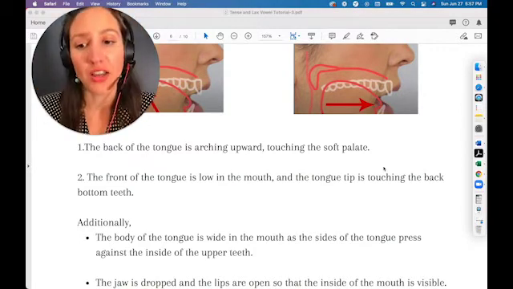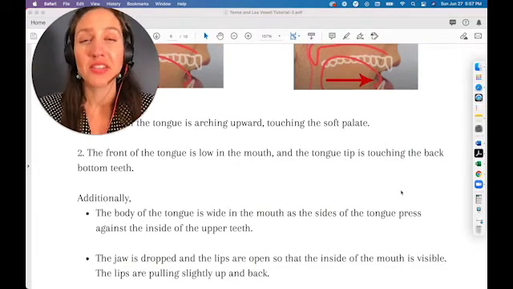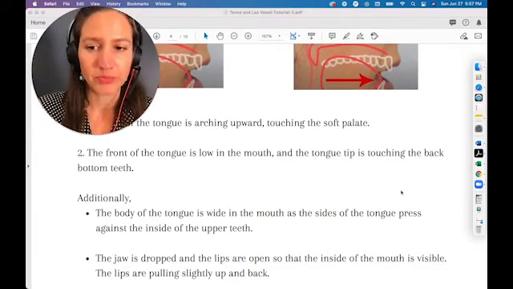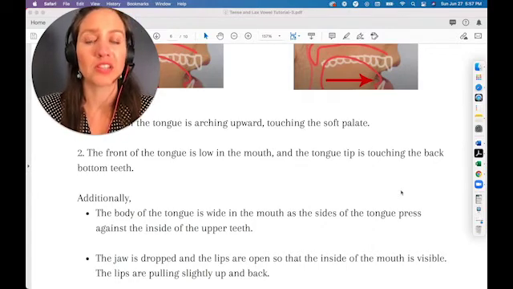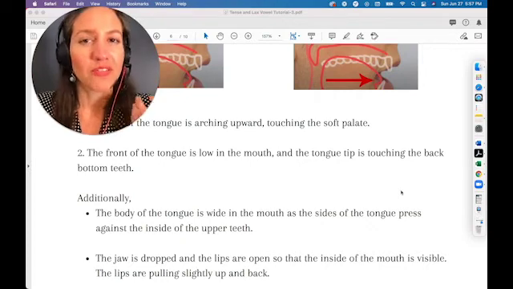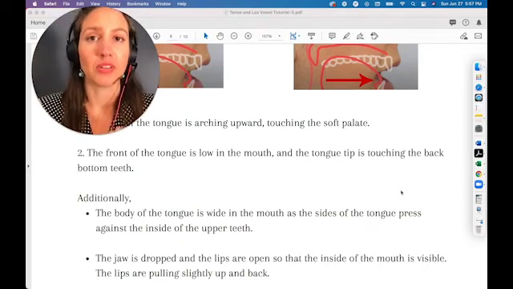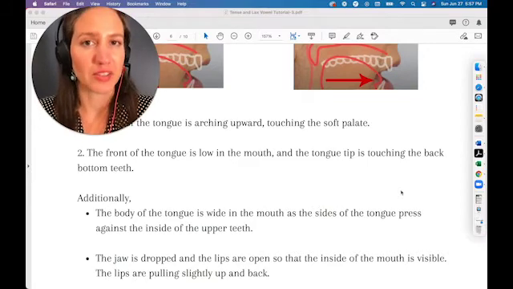The jaw is dropped and the lips are open so that the inside of the mouth is visible. The lips are pulling slightly up and back. So it's very important to keep in mind that you need to have a relaxed jaw throughout this sound.